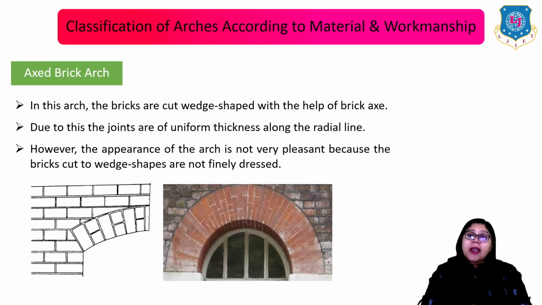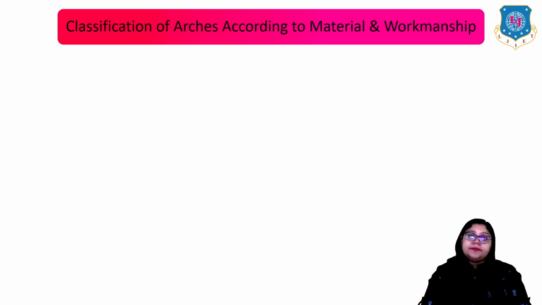Now the next type is the axed brick arch. In this arch, the bricks are cut to wedge shape with the help of a brick axe. Due to this, the joints are of uniform thickness along the radial line. However, the appearance of the arch is not very pleasant because the bricks cut to wedge shape are not finely dressed, as shown in this figure.